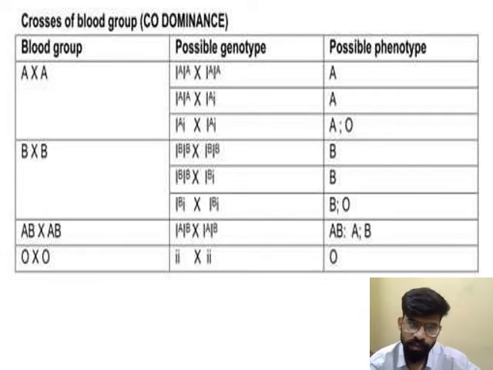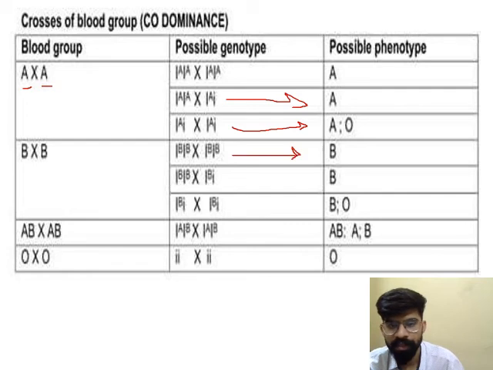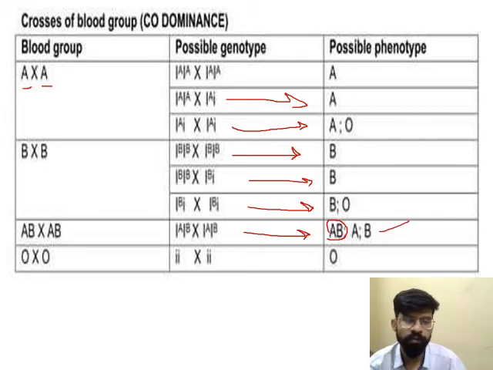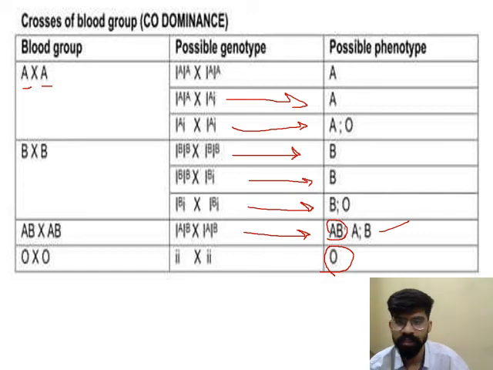These are some crosses of different blood groups with possible genotypes and phenotypes. When parent P1 is A blood group and parent P2 is A blood group, what will be the possible genotypes of the child? The possibility will be A blood group, or maybe A or O, both. If both parents are B, then the child will be B or O. If AB blood group is there, then the child will have AB, A, or B. If OO blood group is there, then the child will have only O blood group in its phenotype. So these are some crosses.